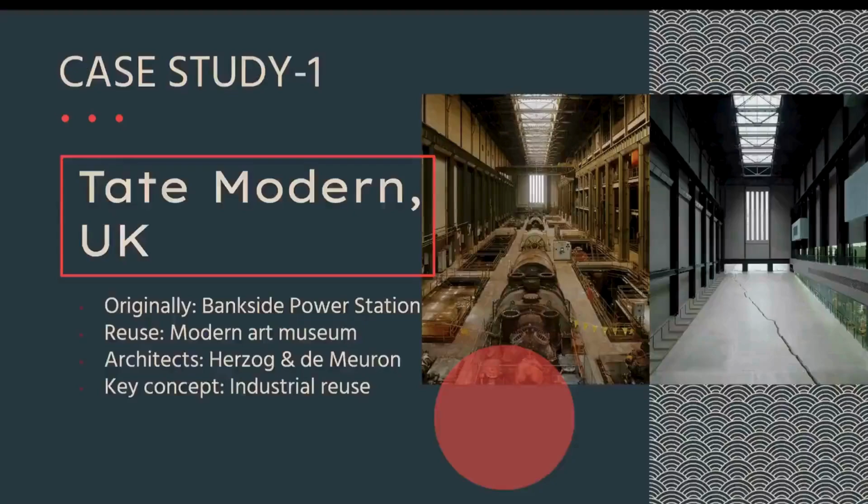The first will be Tate Modern in the UK, in London. It is a building that used to be a power station. There are a lot of power stations in the UK. It has now become an art museum. To change its function, to renovate it, they asked the architects Herzog and de Meuron. The key concept of this design is industrial reuse. As you can see in the slide, on the left is the Tate Modern before, called Bankside Power Station, and on the right is what it is today.